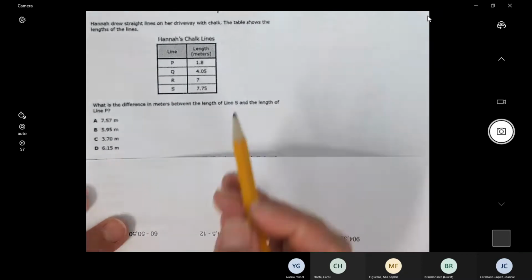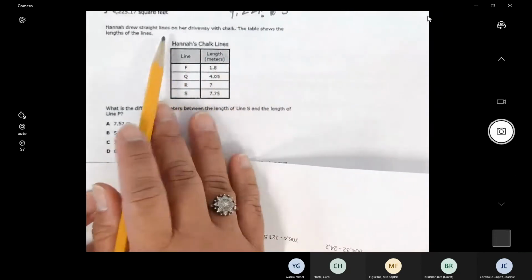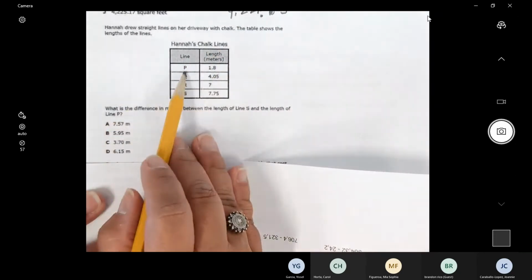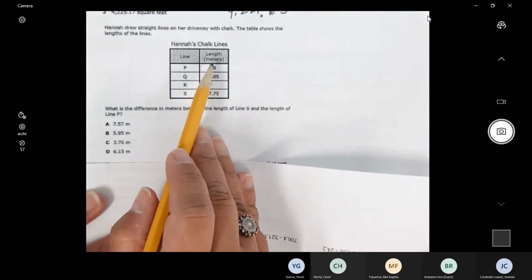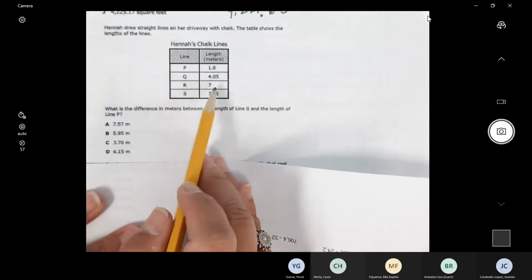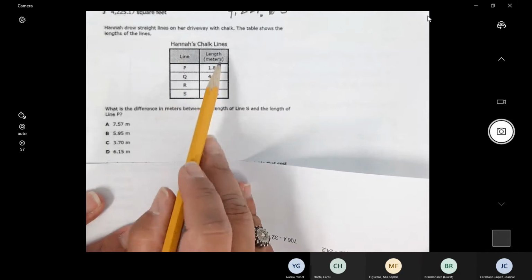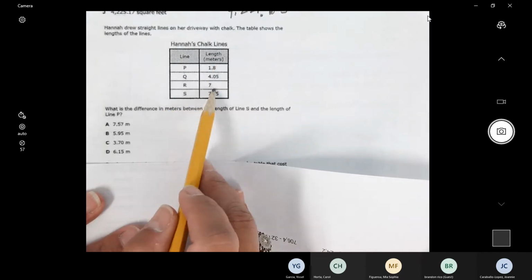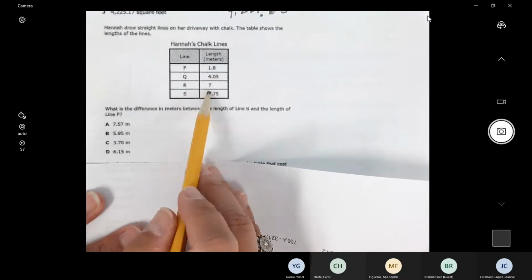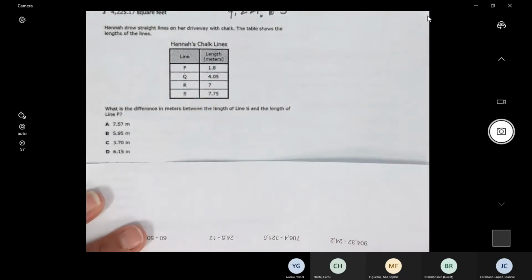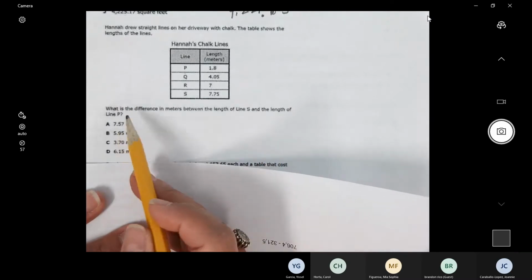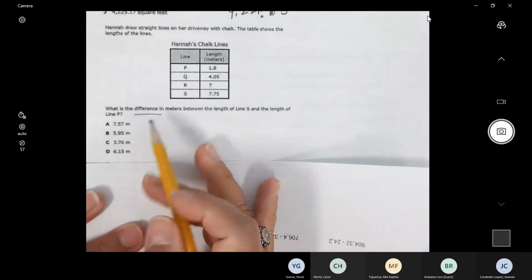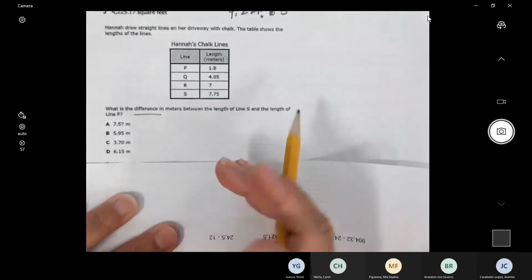It says, Hannah drew straight lines on her driveway with chalk. The table shows the length of the lines. Line P, the length was 1.8 what? What does it say here? What's this word? Meters. Line Q, it was 4.05. R was 7 meters. And S was 7.75, right? What is the difference in meters between the length of line S and the length of line P? What do you think we have to do? What is this keyword right here? Difference. What do I do when I see that word?